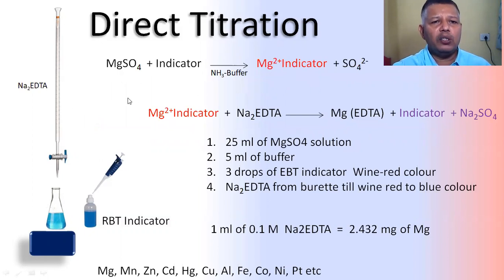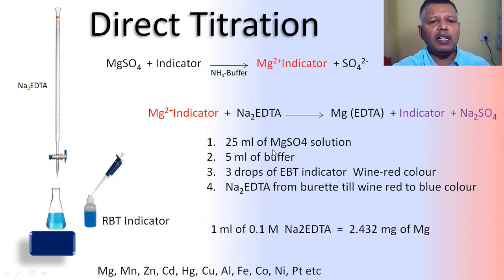Now in the case of magnesium, when 25 ml of magnesium sulfate solution is taken, 5 ml of buffer solution is added, and 3 drops of Eriochrome Black T indicator are added, it gives the wine red color, and when we titrate it gives the blue color. Now when 1 ml of disodium EDTA solution is used, 2.432 milligram of magnesium must be present.